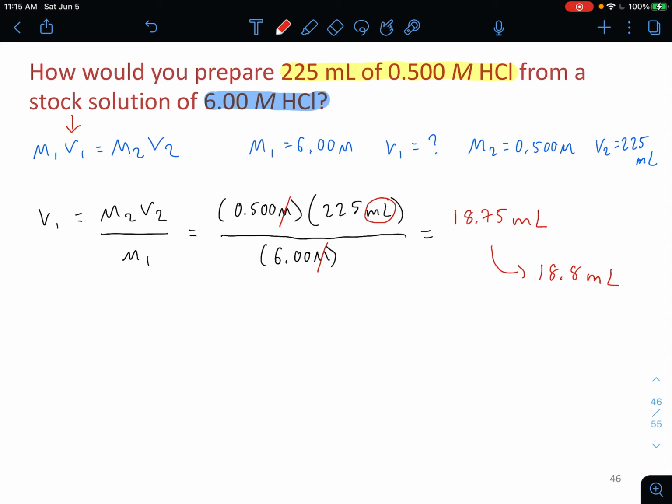Okay, so hopefully here you're seeing why I was telling you it's okay to go into this with milliliters. Just understand your answer will also come out in milliliters, which is typically fine. That's what we want to be able to do.